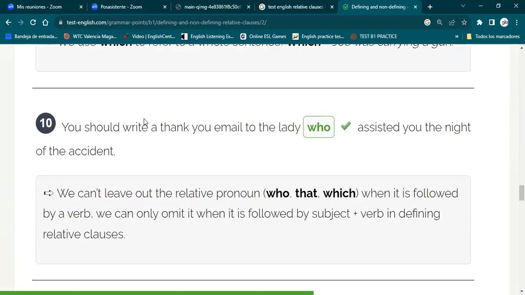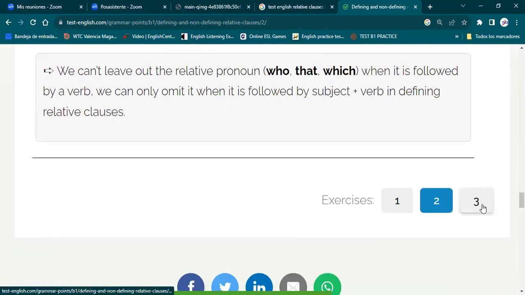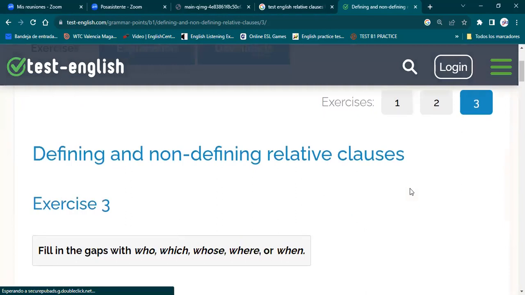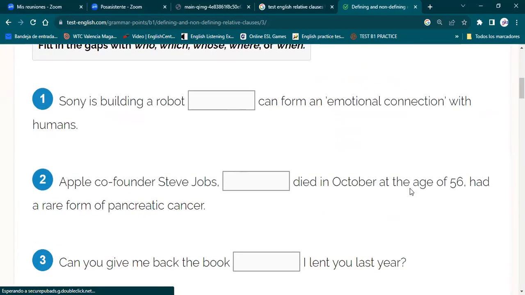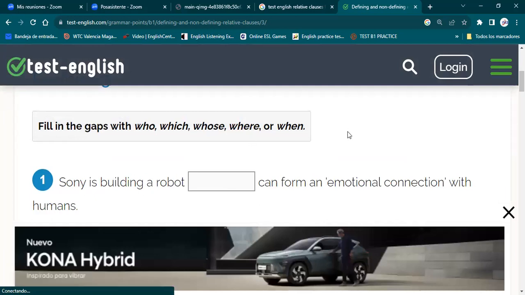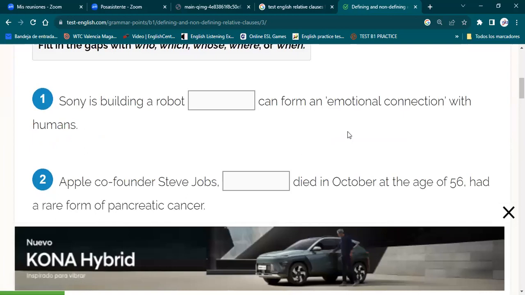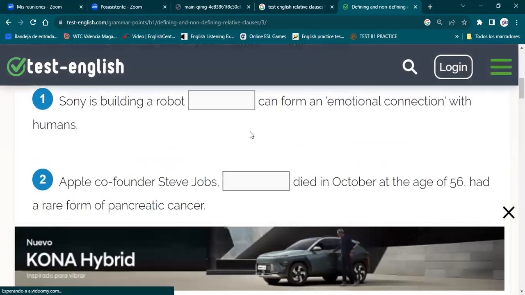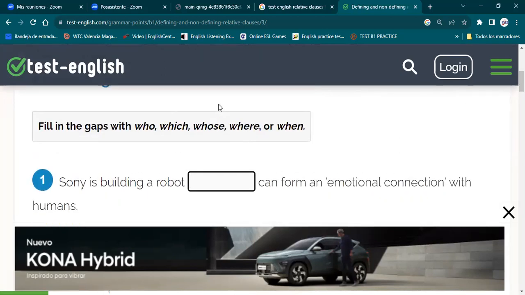You should write a thank you mail to the lady who. Okay? Who, which, whose, where, or when. In all of them, you need to use a word. Eduardo, Sunny is building a robot, can form an emotional connection with humans. Sunny is building a robot, who, which, whose, where, or when. Not that.